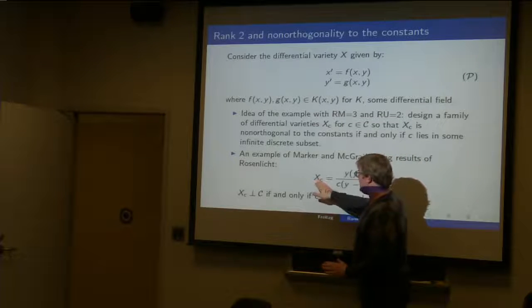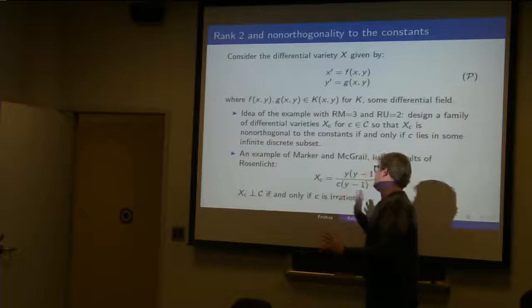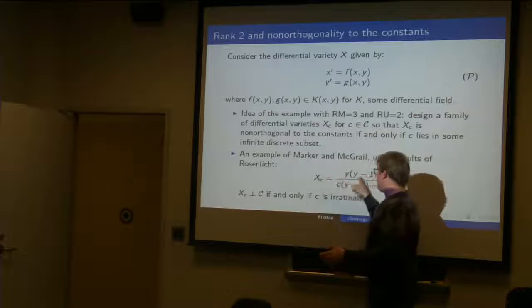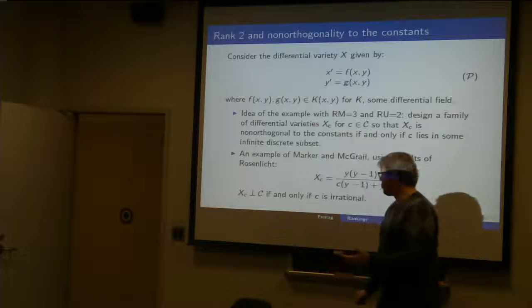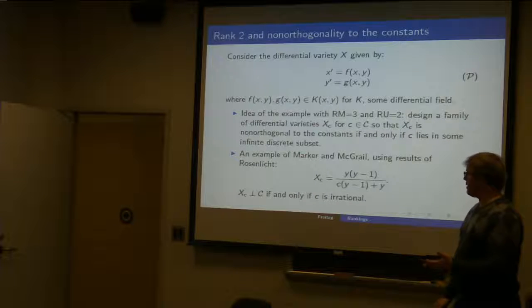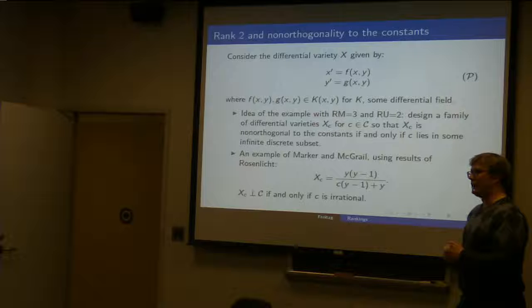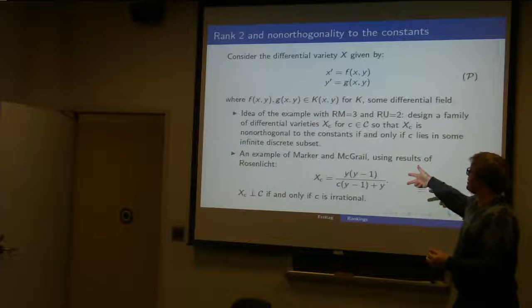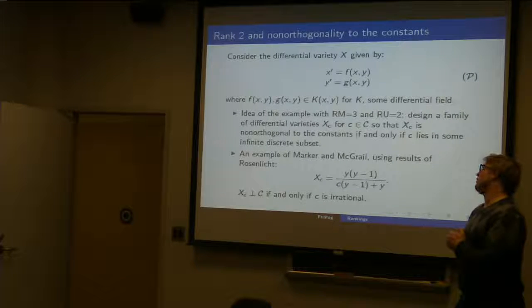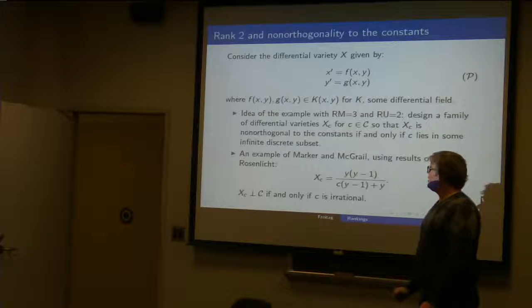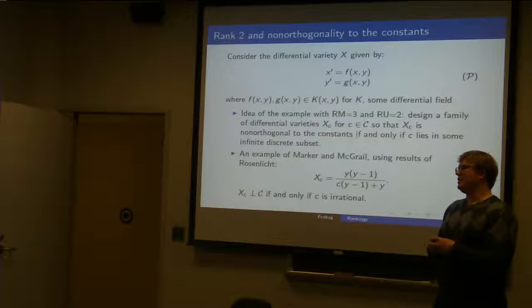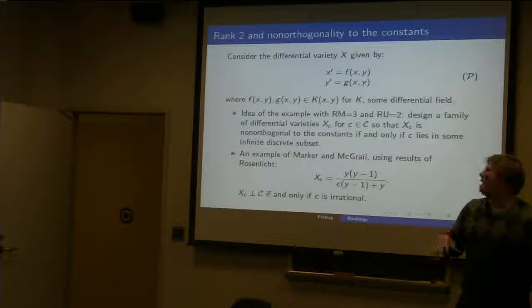I've written this incorrectly. Xc is the differential variety I'm writing down, and it should say y prime equals this rational function. And they prove that this is orthogonal to the constants exactly in the case that c is irrational, and non-orthogonal to the constants exactly in the case that c is rational. You use this to get something that comes from an order two differential variety, but produces this as a quotient. And then you know the statement of the rank in those special fibers. That's exactly the kind of thing you need to get high Morley rank, but not high Lascar rank.